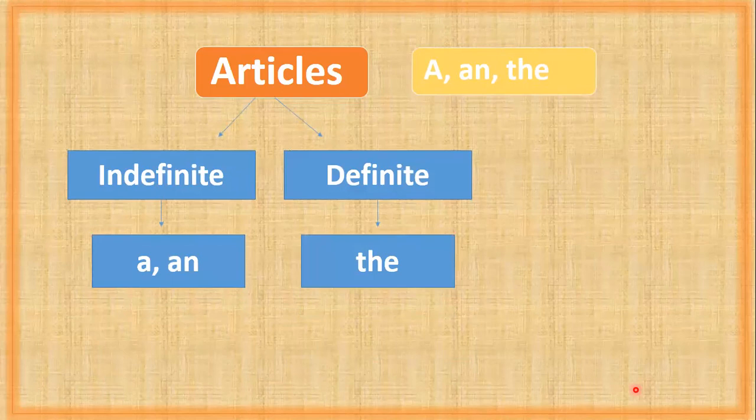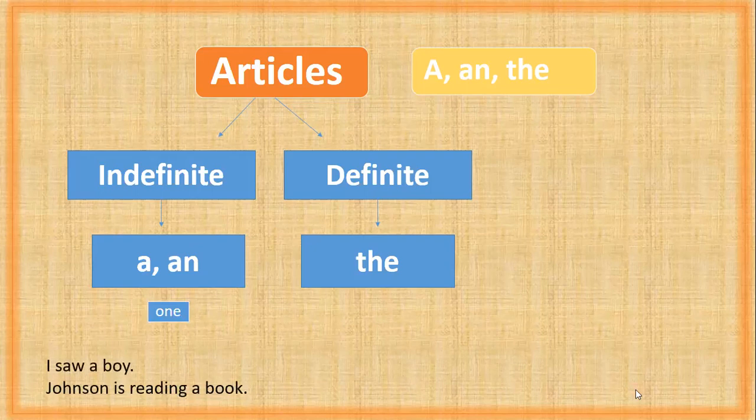A and an are called indefinite articles because they are used to refer to people and things in a general sense. Indefinite means not identifiable, general. A and an convey the meaning of one. Let's see some examples.